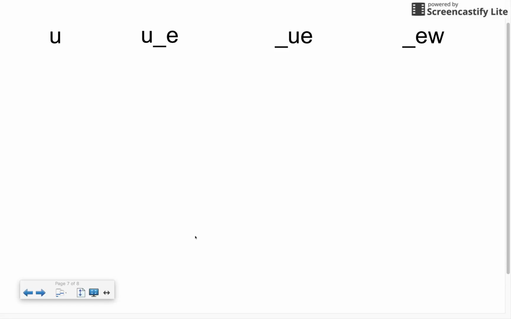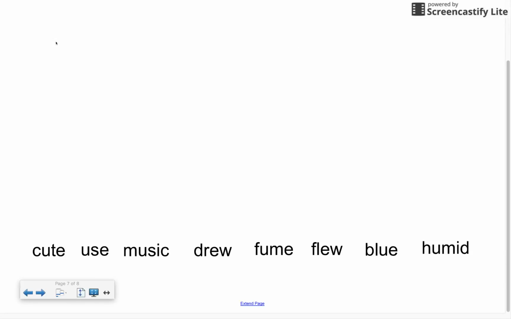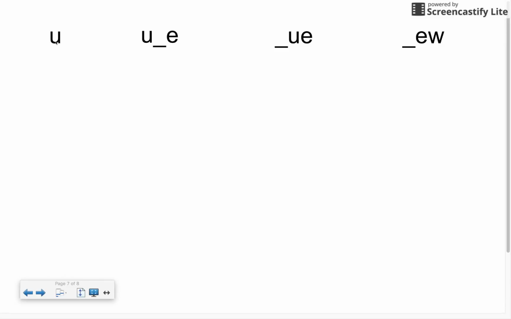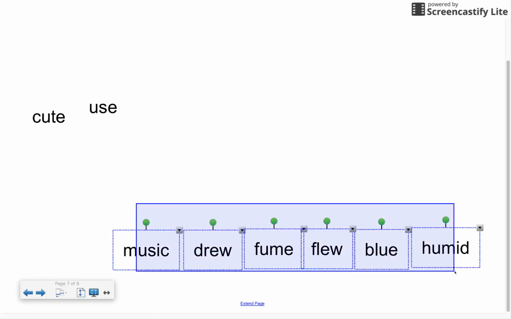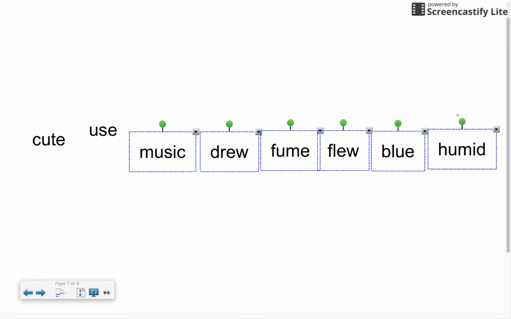So we have some words on this one as well, some for our spelling pattern. So we have U consonant E, UE, and we have EW. Okay, we're going to try to find our words there down here. Maybe we'll move them up a little bit. There we go. Let's move them up.